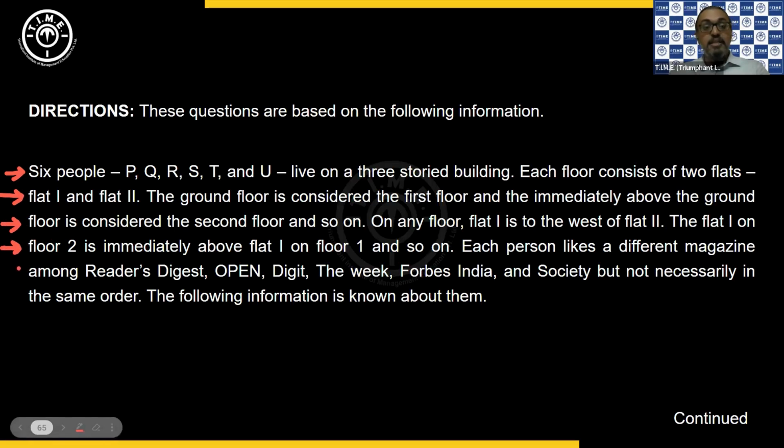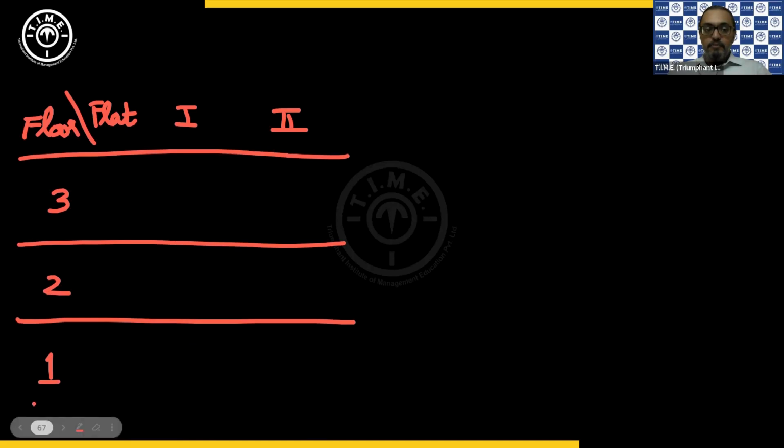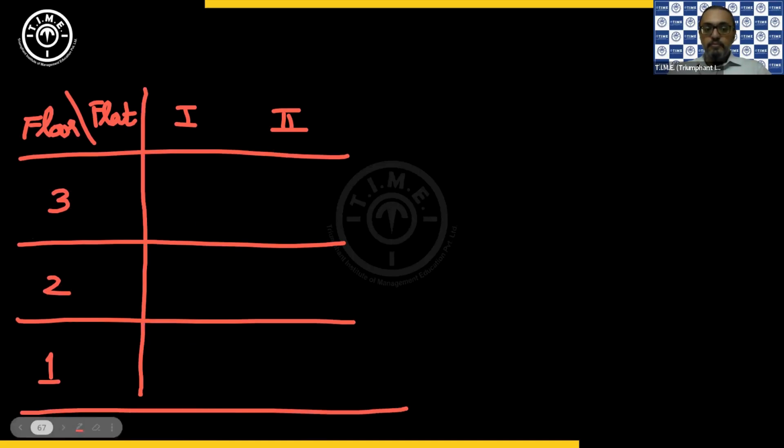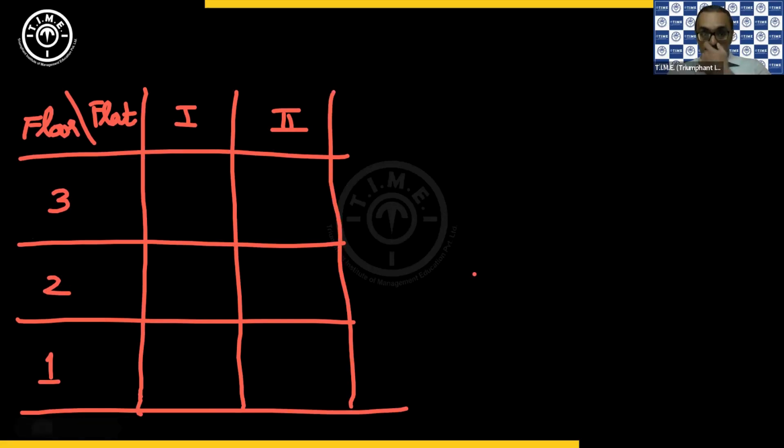And he also says each person likes a different magazine. Okay, we need to distribute magazines as well. And then he says the following information is known. All right. So these are the conditions. We'll come to that in a bit. So we have the floor and the flat. So we have flat 1 and flat 2. And we have floor 3, 2, and 1. Okay. Right. So now let's see this.